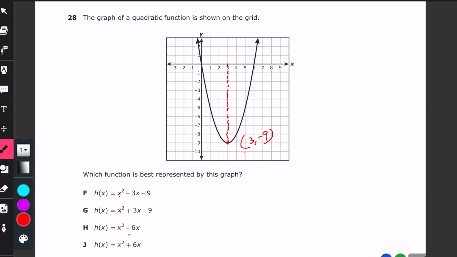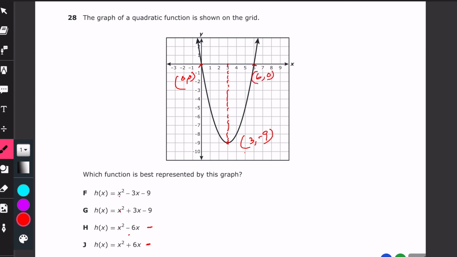Now you can see that this passes through the origin, so your y intercept is 0. So it will be either H or J, because the y intercept is 0. Now we have 2 points over here. This is 0 comma 0 and this is 6 comma 0.